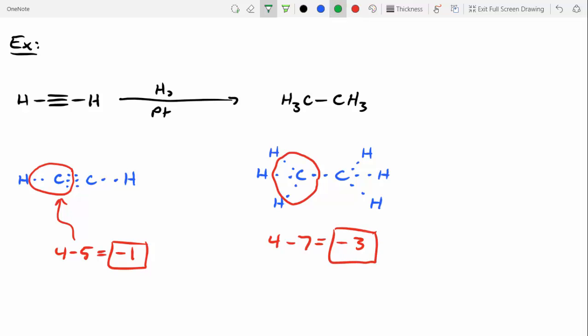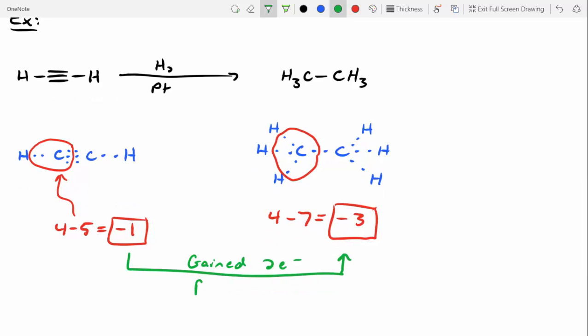All right. So did we gain or lose electrons? Gained electrons. So we gained 2 electrons. So is this an oxidation or a reduction reaction? Reduction. Is this similar to how you guys were taught in Gen Chem? No? All right. I'm glad we're reviewing this then.